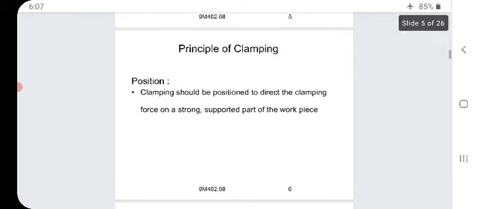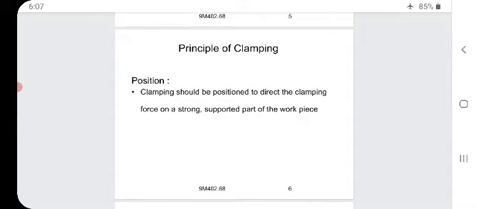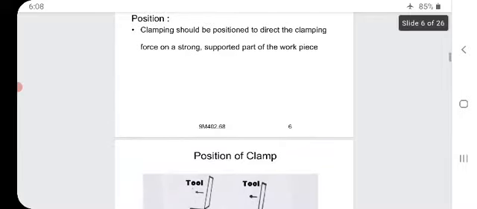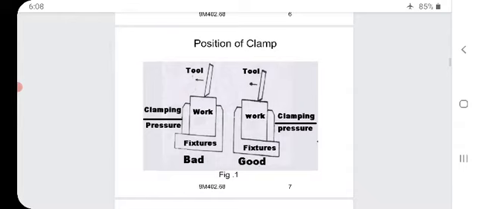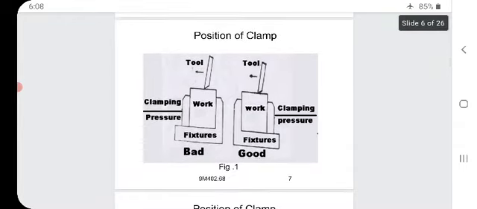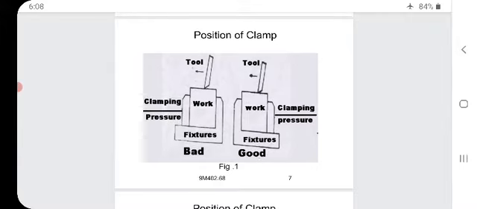Position: the clamp should be positioned to direct the clamping force onto a strongly supported part of the workpiece. In the figure you can see clearly the position of the clamp, tool, work, fixtures, and clamping pressure. Here also you will see the tool, work, fixtures and the clamping pressure. The first one is bad and the second one is good. So, what is happening here?